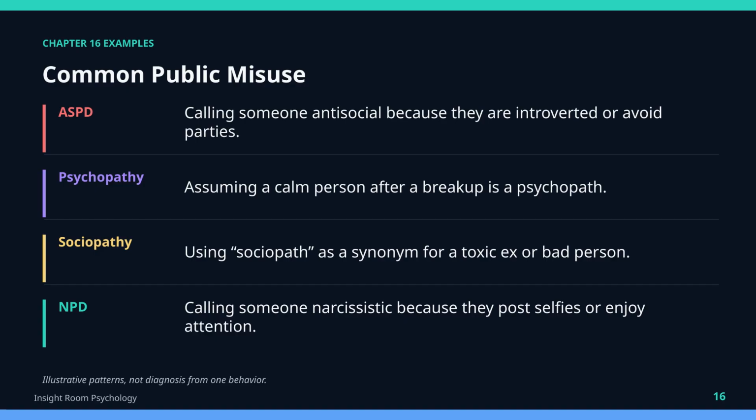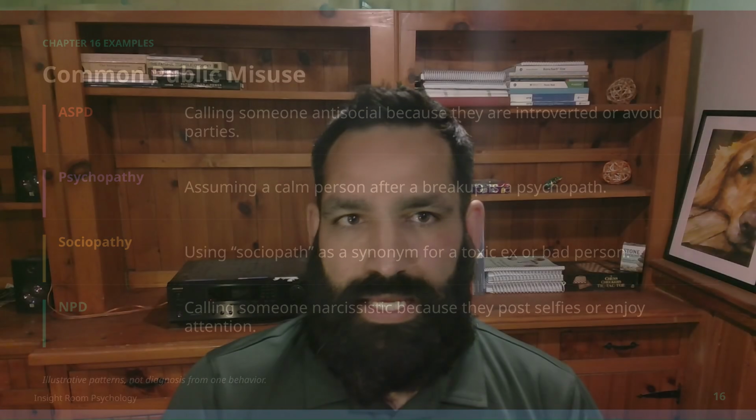NPD is often misused for anyone who is selfish, arrogant, vain, confident, immature, or active on social media. For example, calling someone a narcissist because they post selfies, enjoy attention, or talk about themselves too much is not clinically sufficient. NPD is not ordinary vanity. It is a pervasive personality pattern involving grandiosity, admiration, entitlement, impaired empathy, and interpersonal dysfunction. The point is not to say that these labels are never relevant. Sometimes they are. The point is that they require pattern, duration, impairment, and careful assessment.